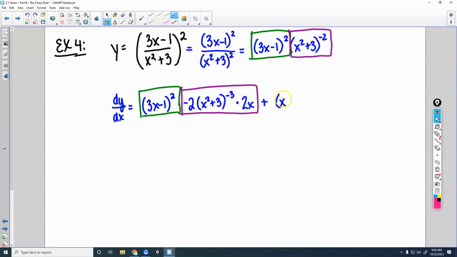Now we need the second, x squared plus 3 to the negative 2 times the derivative of the first. You got to use chain rule again here. So it'd be 2 times 3x minus 1 to the first power times the derivative of the inside, which is 3. You have times 3. I got it right. Sometimes you might have those two things switched. It's okay.